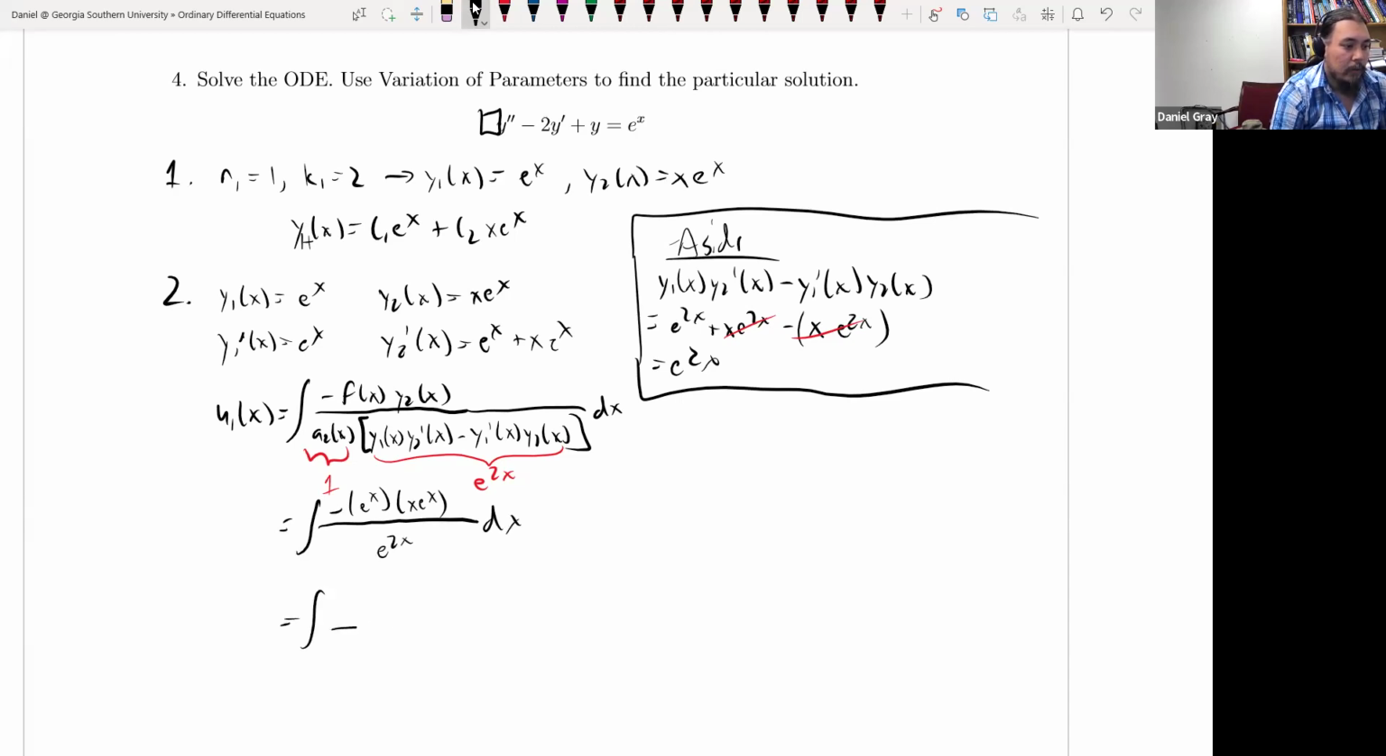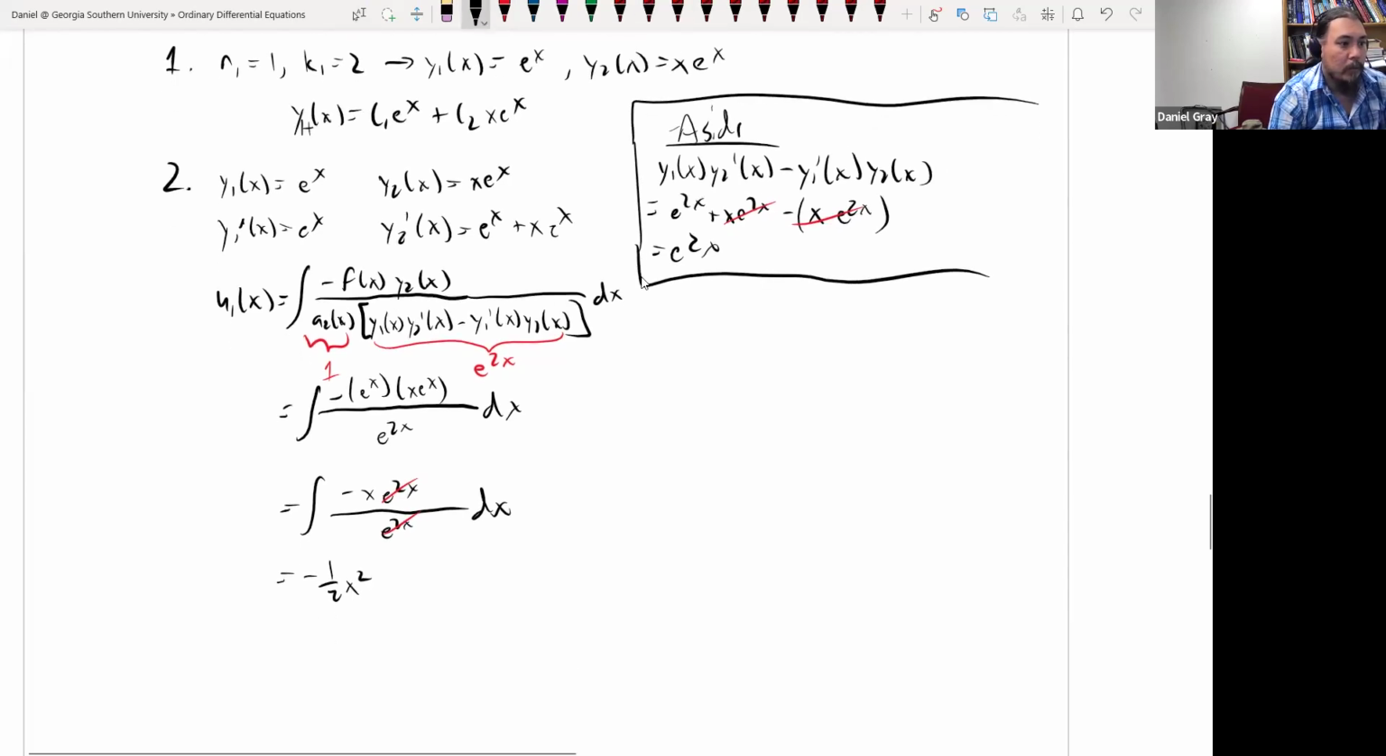So that's going to be the integral of, well, this is going to be a negative x e to the 2x over e to the 2x. So I'm going to have some cancellation. So I'm just integrating negative x with respect to x, which is just negative 1/2 x squared. Okay, so that's my u1 of x. Now let's do my u2 of x over here.